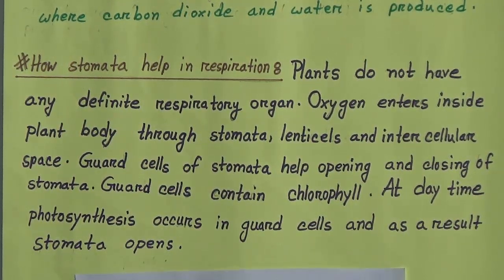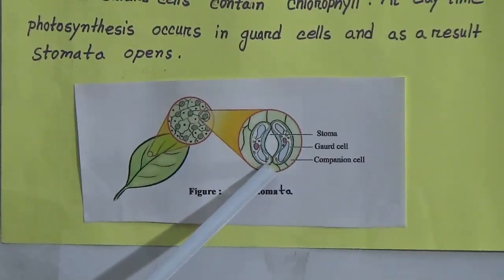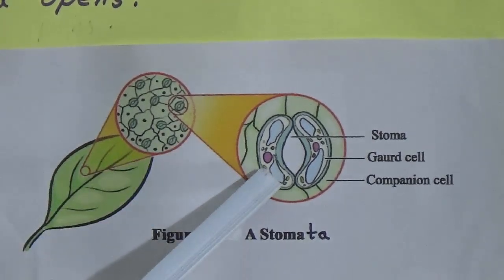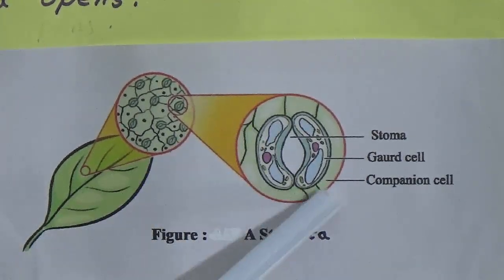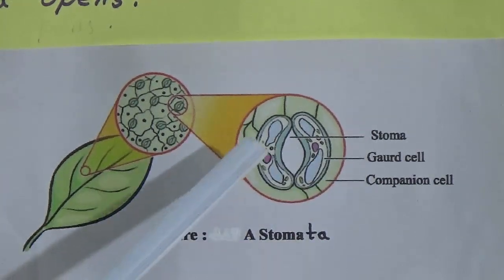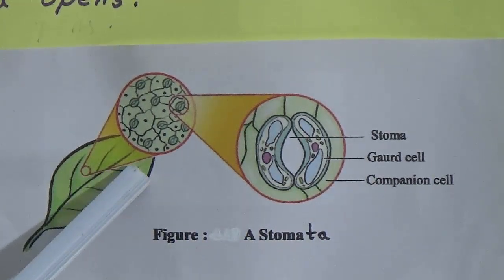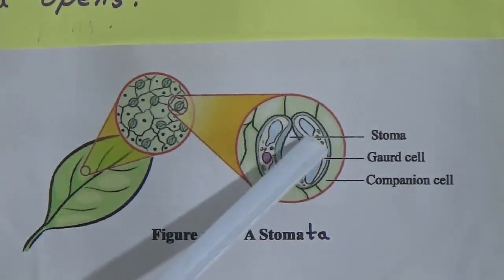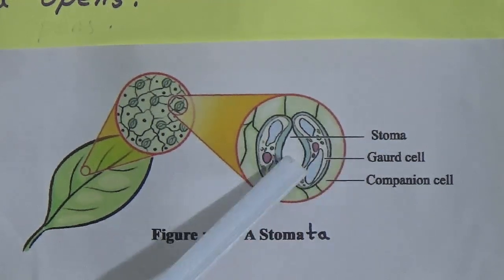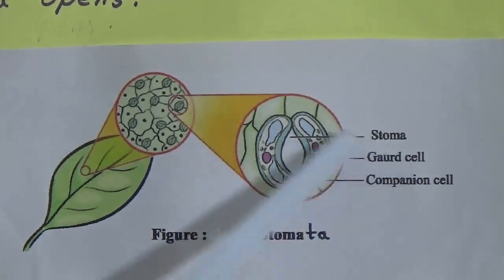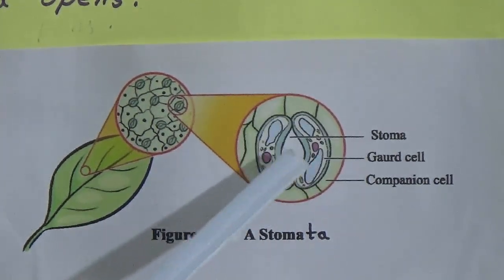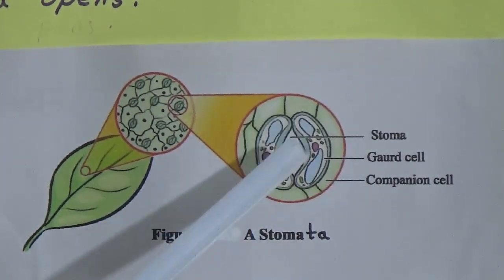You can see here is a picture of stomata. Normally, we can see stomata when we place it under a microscope. We can see a structure like this. Stomata are found in green leaves of plants and green stems. We can see here two guard cells and here is a pore, the stoma. Guard cells control the opening and closing of this stoma. And plants exchange oxygen and carbon dioxide by this stoma.